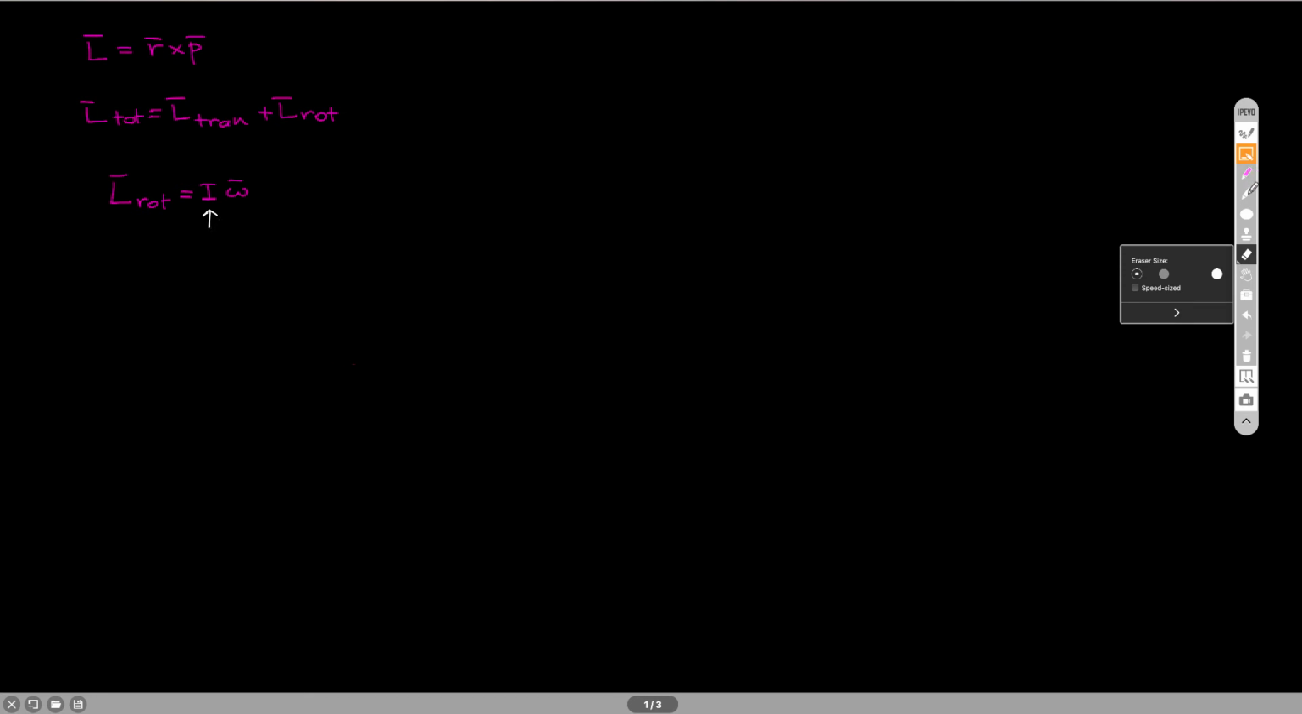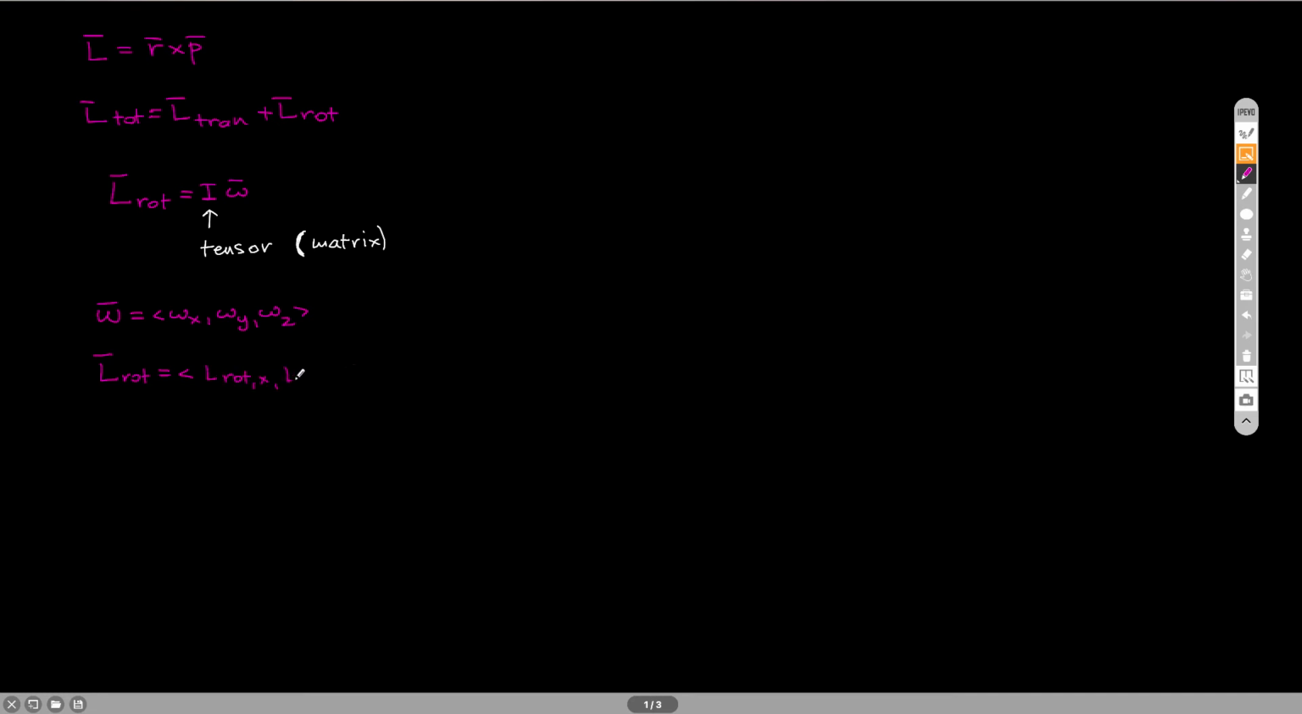Now, the reality is that the moment of inertia I is really a tensor. And think of tensors, for us, as a matrix. Alright, let's say that I have my angular velocity vector and it has a non-zero x, a non-zero y, and a non-zero z component. And of course, L rotational, the rotational angular momentum, is also a vector. So it does have an x component, a y component, and a z component.